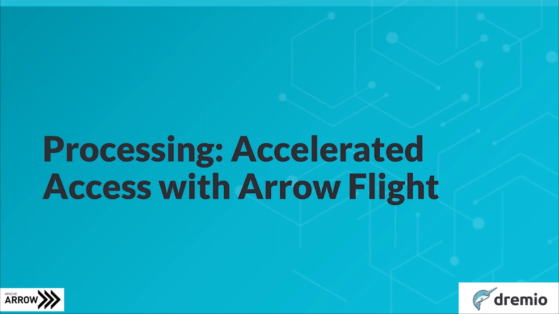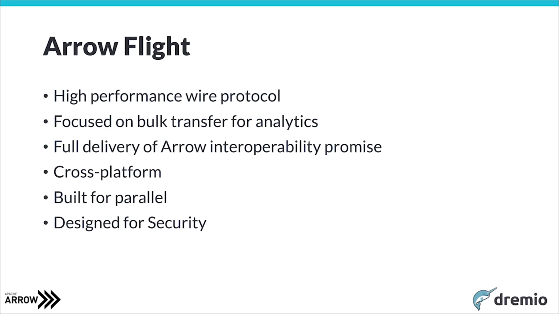So once we have good processing, which is what we find with Gandiva and these other algorithms, we then want to move the data. And so Arrow Flight is one of the newer components of Arrow, and it's this ability to move data between different systems. It's focused on bulk transfers for analytics purposes, and it's really sort of delivering on what we had as an idea 4 years ago, which is full interoperability of data between different systems using Arrow.